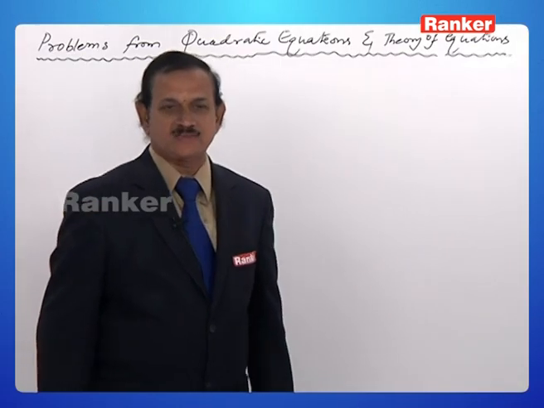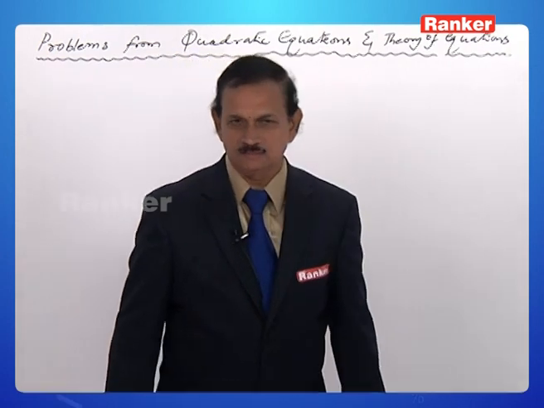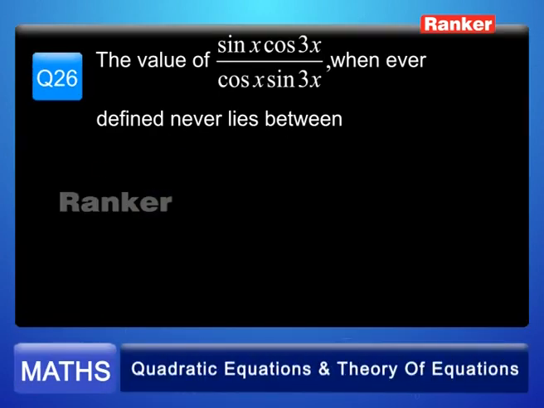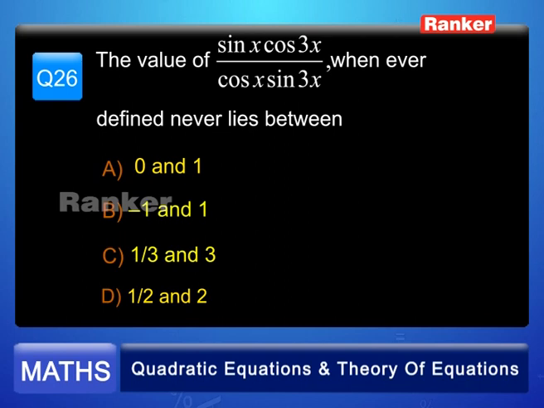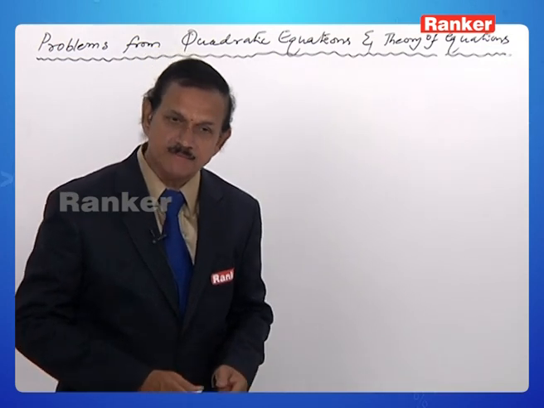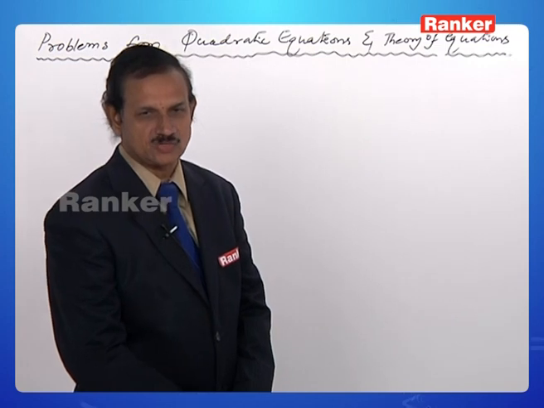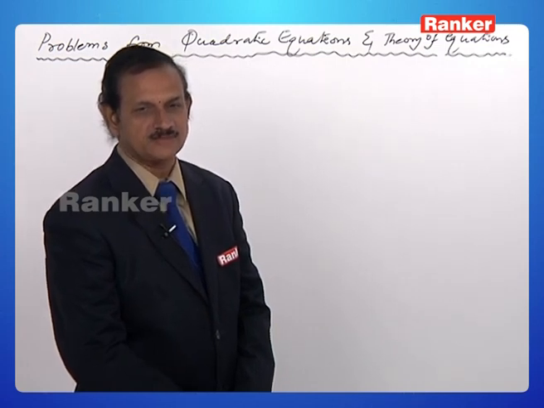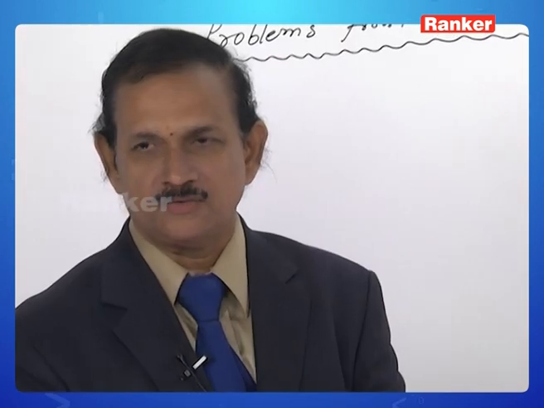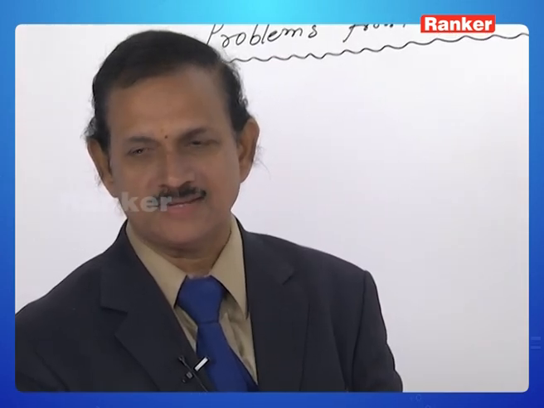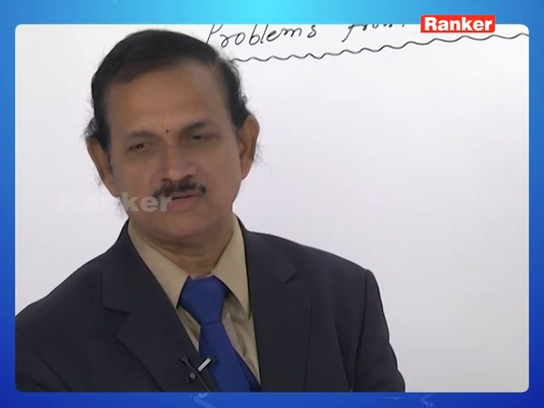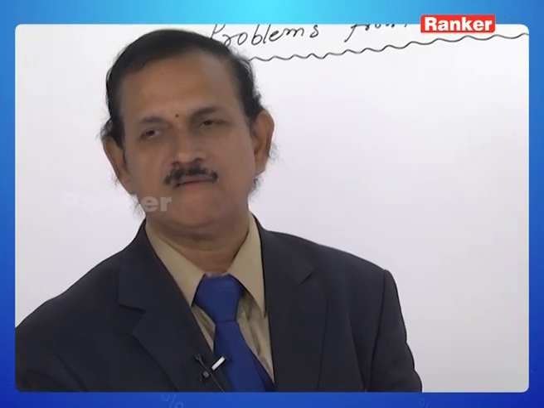The next question, that is question number 26, is before us. The value of sin x into cos 3x by cos x into sin 3x, whenever defined, never lies between. That is, he is asking about the range of that particular function, that is sin x into cos 3x by cos x into sin 3x. It never lies between option A 0 and 1, option B minus 1 and 1, option C 1 by 3 and 3, and option D half and 2.